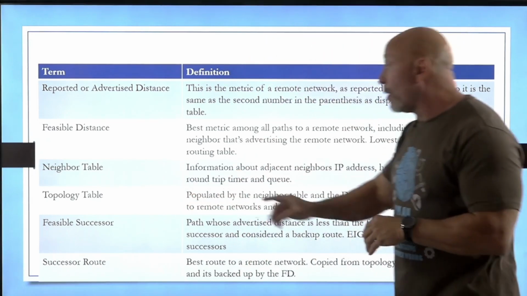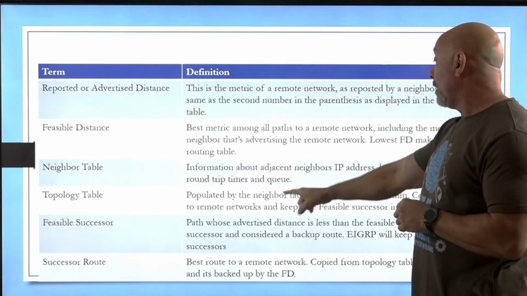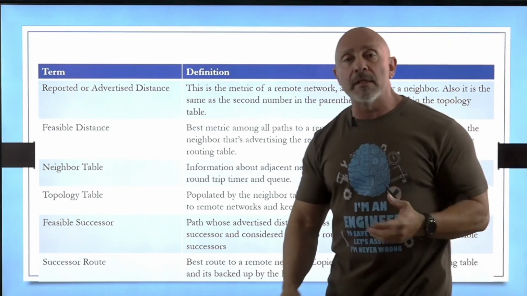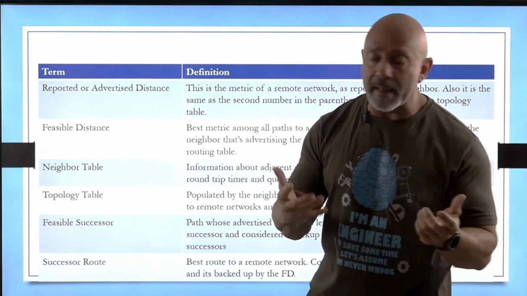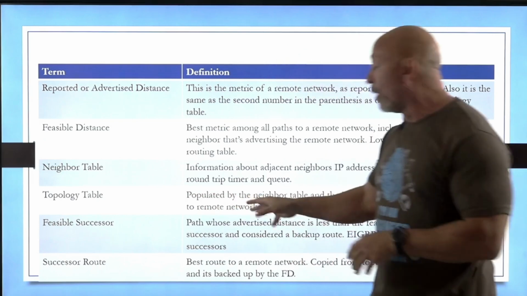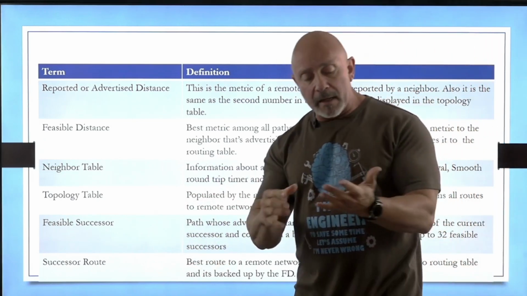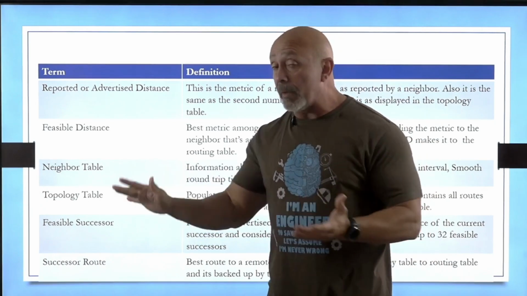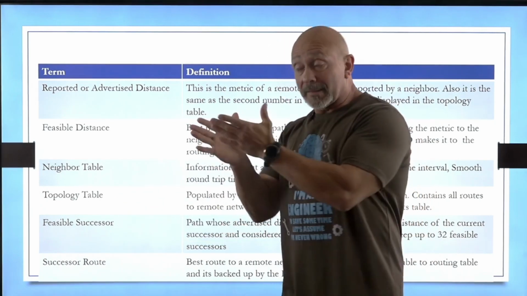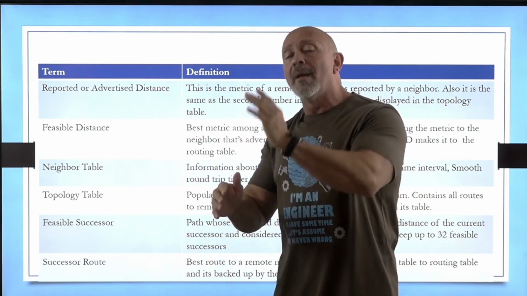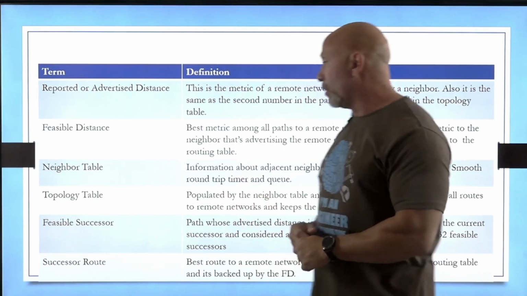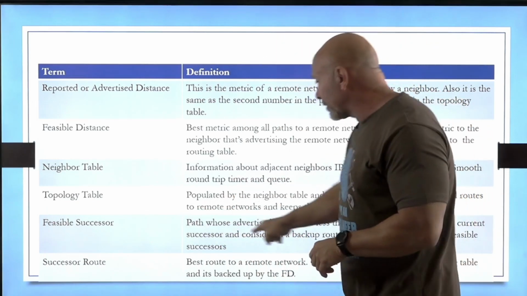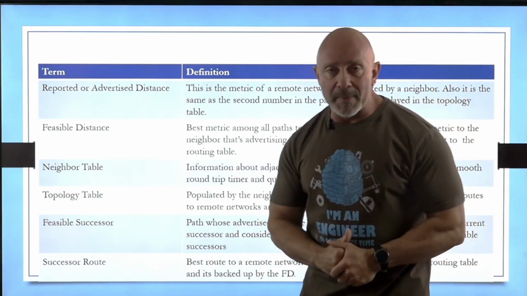Now, the topology table is populated by the neighbor table and, obviously, using the DUAL algorithm when it calculates this metric. So it's a combination of both, and we know already that it holds all the routes to all the remote networks. The successor route in the topology table gets copied into the routing table. The feasible successor, that's the guy who came in second place.